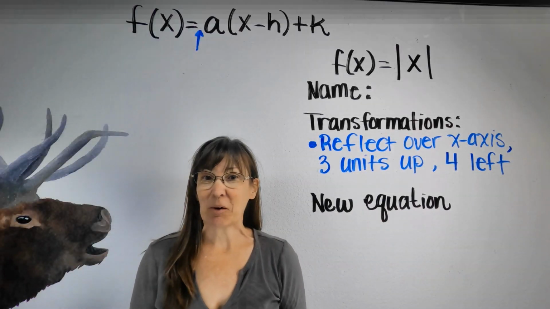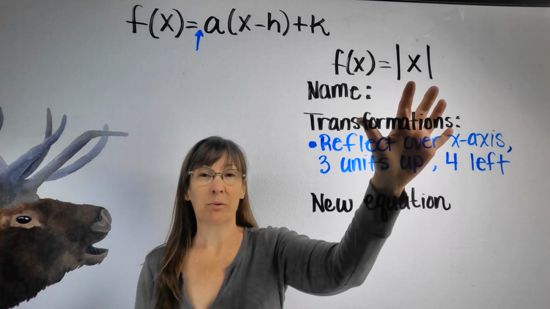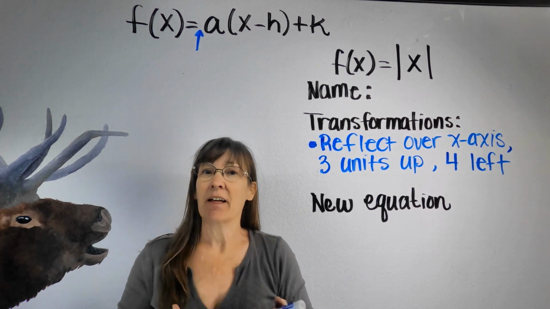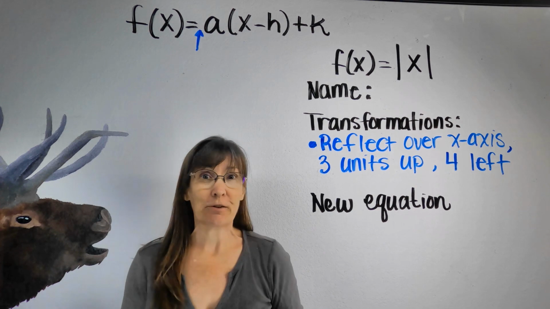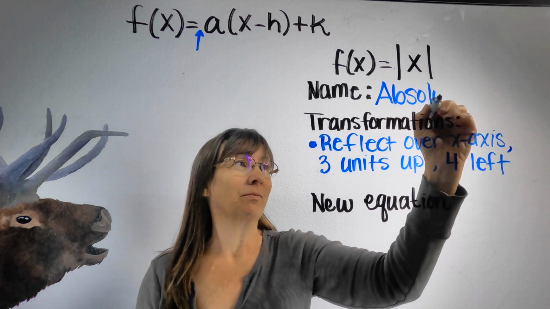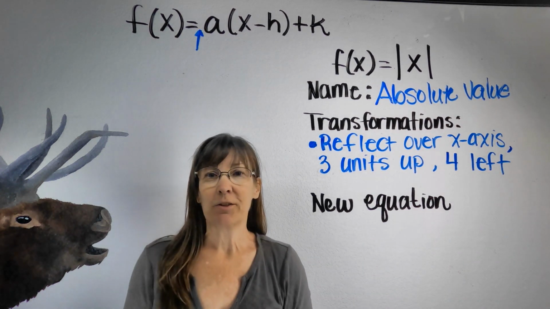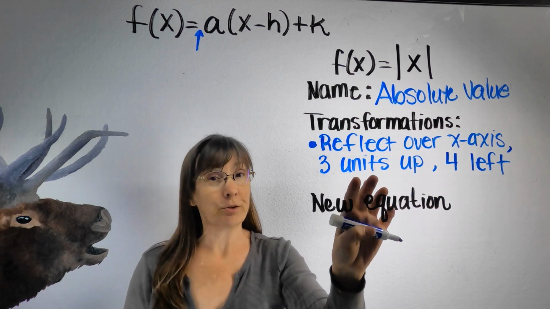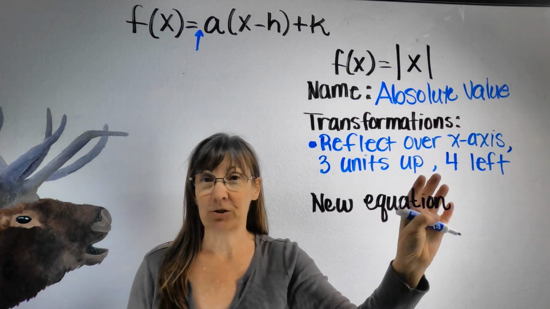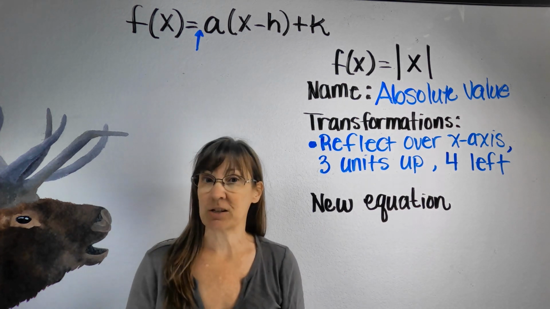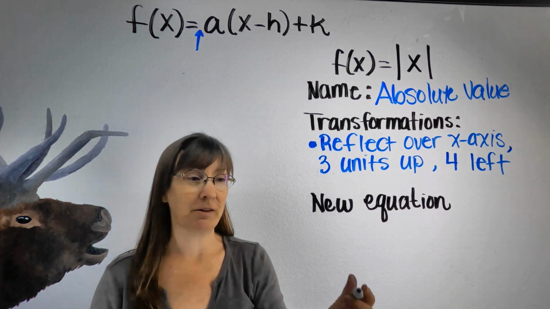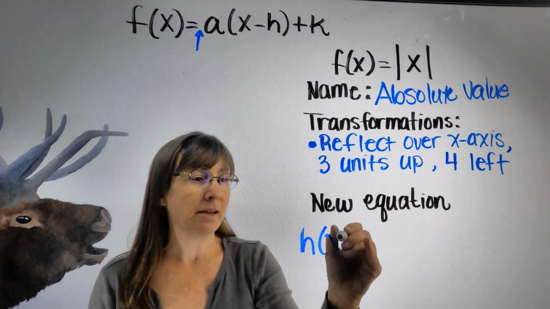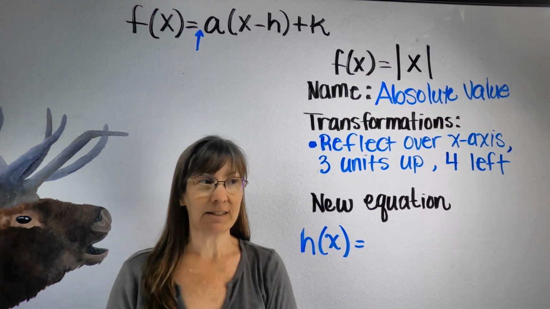All right, my third example is f of x equals the absolute value of x. That makes this the absolute value function. The transformations for this one are reflected over the x-axis, 3 units up and 4 units to the left. That's 3 transformations that we're going to get into our equation. So I start by naming it. We're going to call this one h of x.